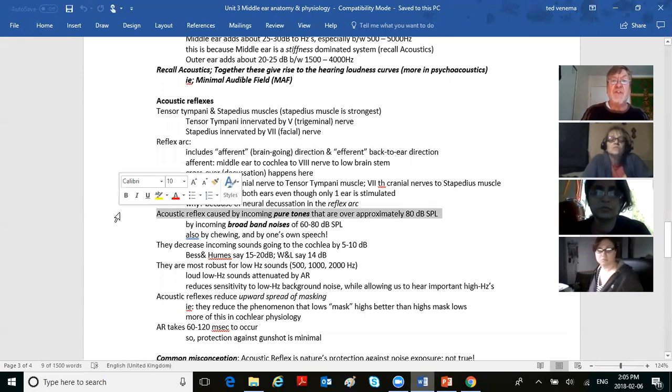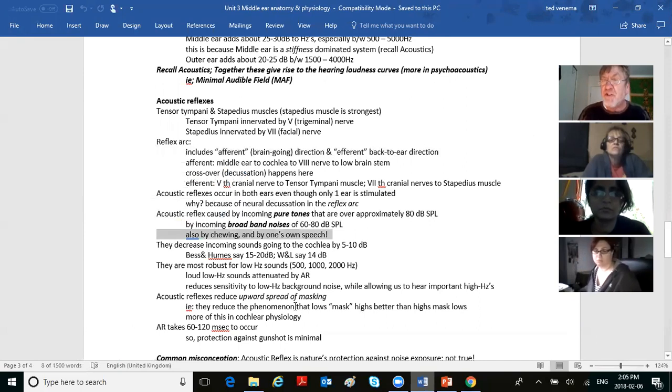The acoustic reflex is caused by tones that are over 80 decibels, also by chewing, also by one's own speech. So when you're sitting there in front of TV and you're chewing a bag of chips, okay, you're going to have the acoustic reflex kicking in. Many people complain about having difficulty hearing while watching TV. Well, if you're chewing a bag of chips, no kidding, okay? A, the loud noise is going to mask what you want to hear, but B, chewing is going to cause the acoustic reflex. There's something to think about. Anyway, share a screen, keep reading.